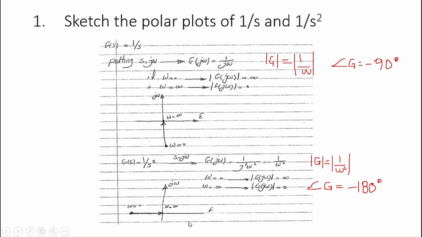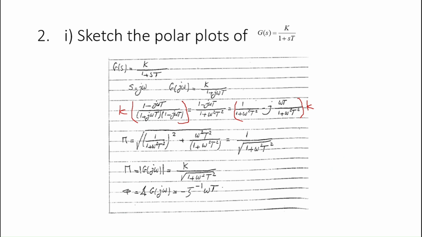So let's move on to question number 2, right? So question number 2 has 2 parts, right? The first part is to sketch the polar plot of k upon 1 plus sT, right? Again, the procedure remains the same. The first step is to directly substitute s with j omega. So when we do that, we get k upon 1 plus j omega T.